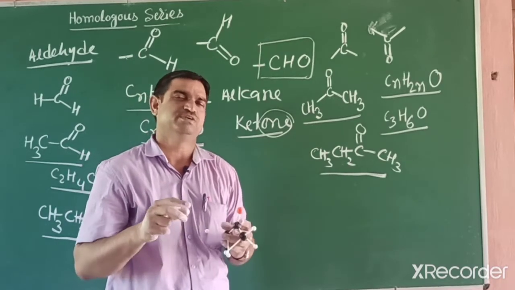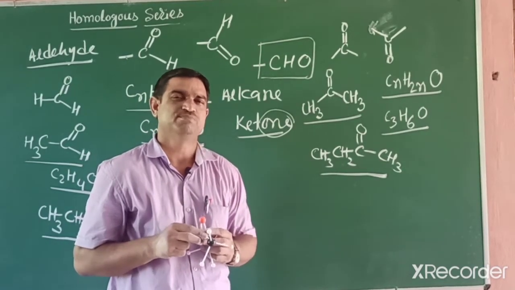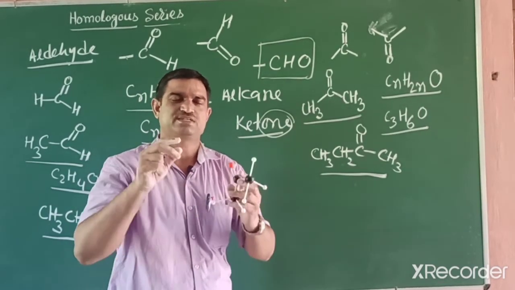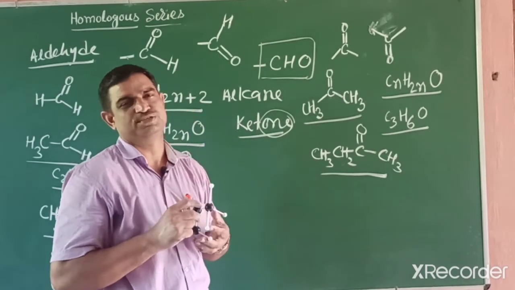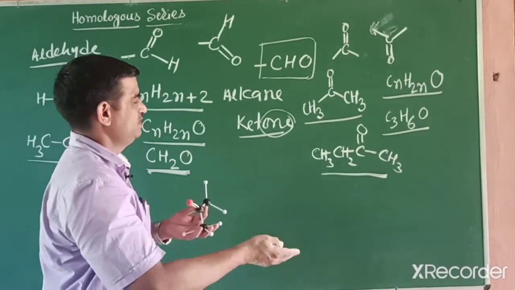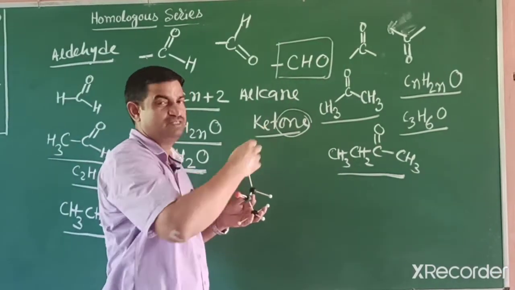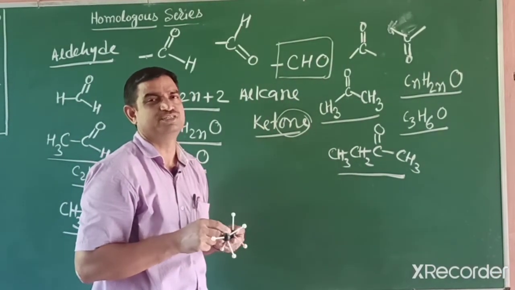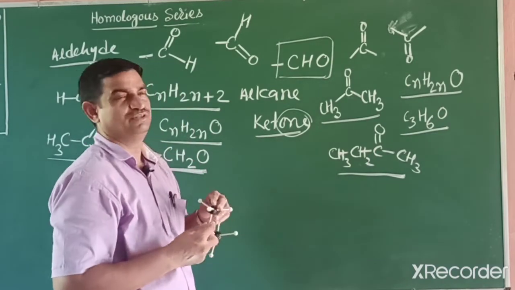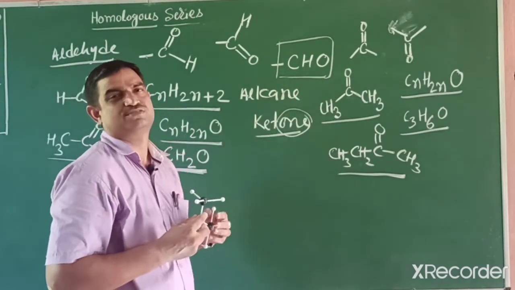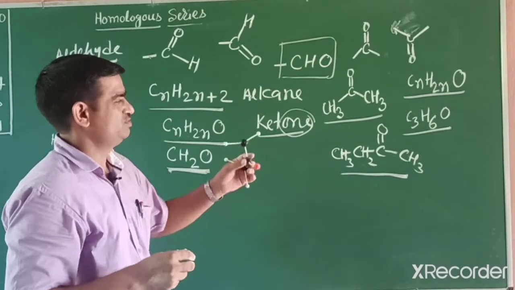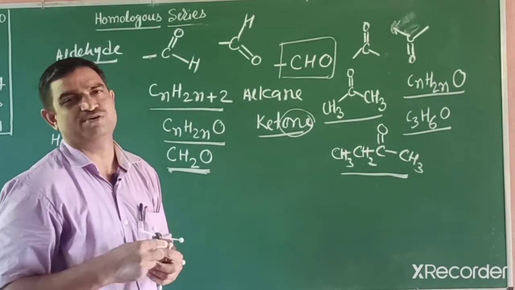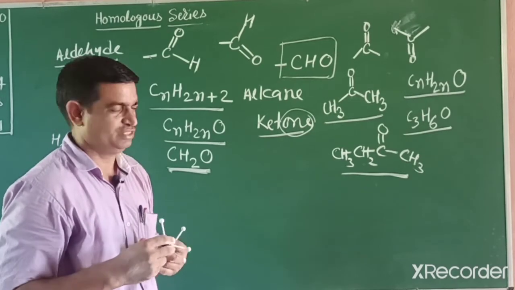They can be represented by a general chemical formula, with a characteristic functional group. Their chemical properties are almost the same, physical properties slightly increase, melting and boiling point increase or decrease depending on the molecular mass of the compound. So in this way you can make any compound's homologous series.